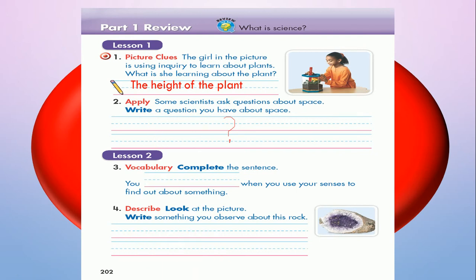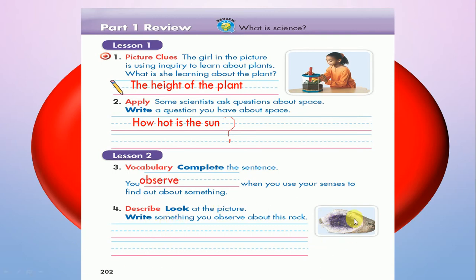Let's see again. Complete the sentence. You what when you use your senses to find out about something? I use my senses to observe. Good job.